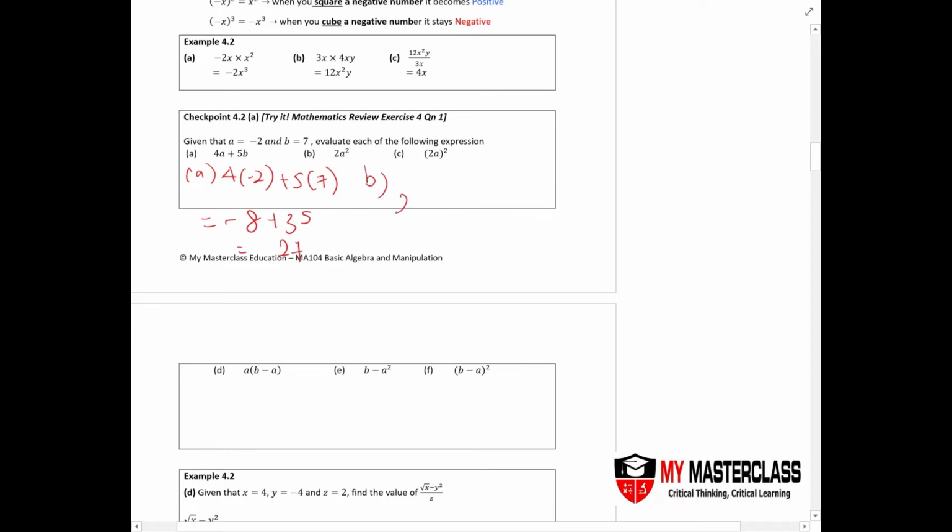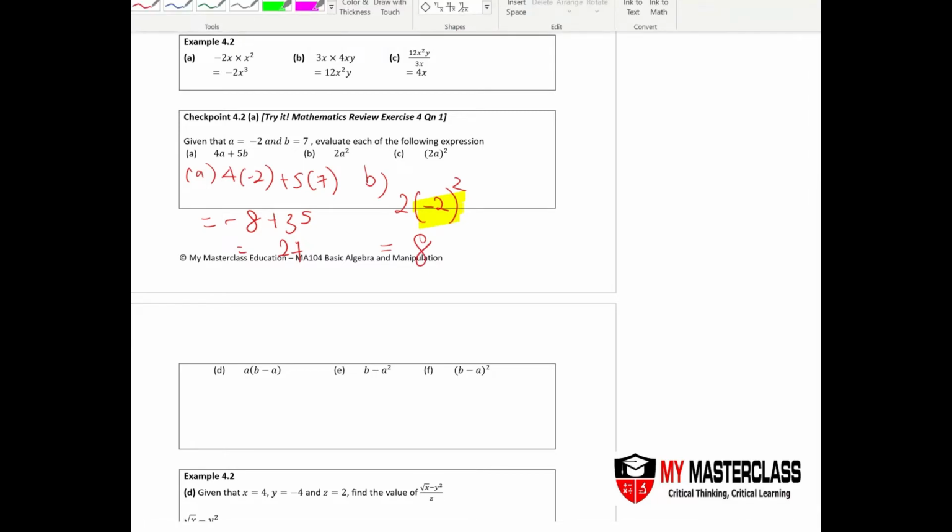Then for part B, you will have 2a squared. Now remember, if you have a squared in this case, you have to put a bracket. Let me just highlight this. Please take note that you must have your bracket, because without your bracket, your numbers will completely be different. So therefore, your answer would be 8.